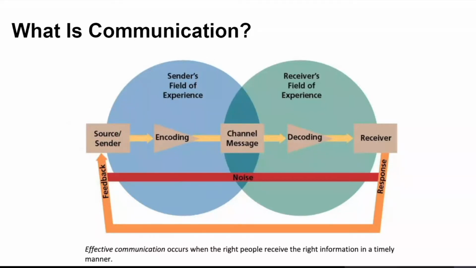So what do we mean by encode it? The sender types it in their cell phone into a text message, types it into an email, types it onto a piece of paper, speaks into a telephone receiver, speaks into a computer microphone. Those are all forms of encoding.